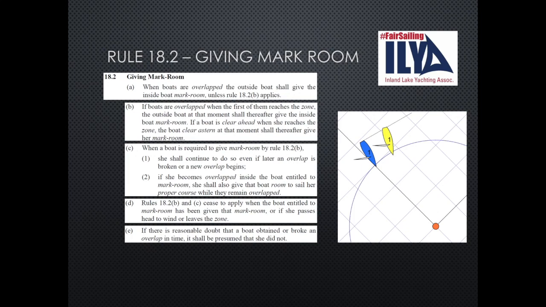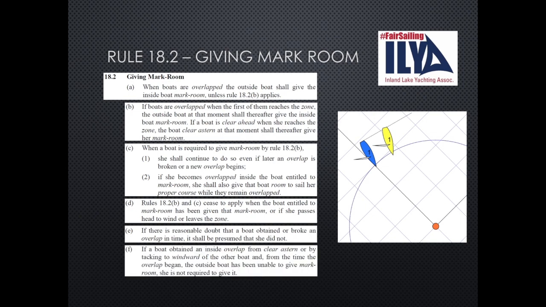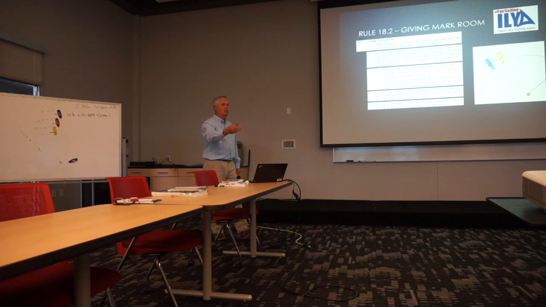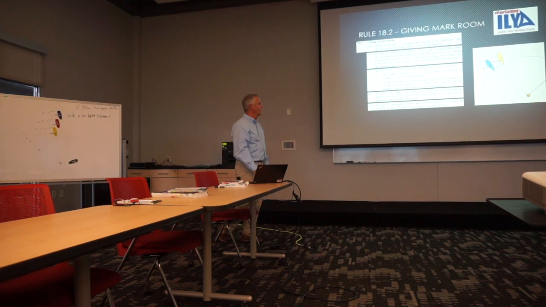If there's reasonable doubt that a boat obtained or broken overlap in time, it shall be presumed she did not. This is one of the few places in the rule book where it's really explicit on this. So you might imagine that, as a judge, when I'm listening to a protest, I pay attention to that language. If I'm not clear or our jury isn't clear, we're going to presume it didn't happen. And the rule explicitly states that. So it does put an onus on the sailors to really be able to demonstrate their point of view if you get into a protest hearing on this.